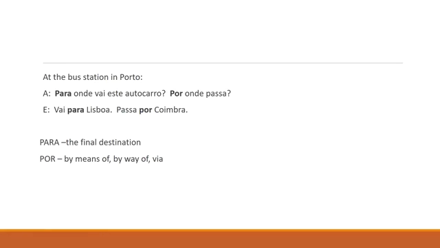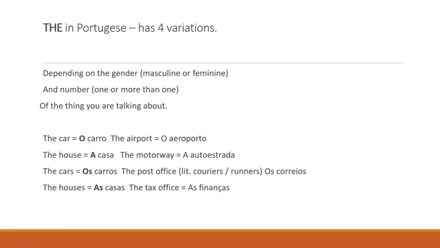So we're using para when we're talking about the final destination, the place where we're going to. And we're using por when we're talking about the intermediary, the by way of, the means of, via. So para is like the final destination, and por is by means of and by way of. Okay, and there's more. Mais. Before we can go on to more, we need to check that you're 100% understanding this.